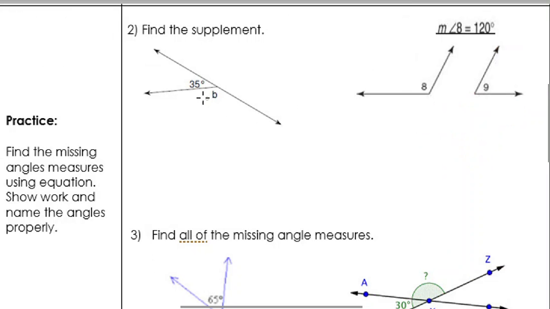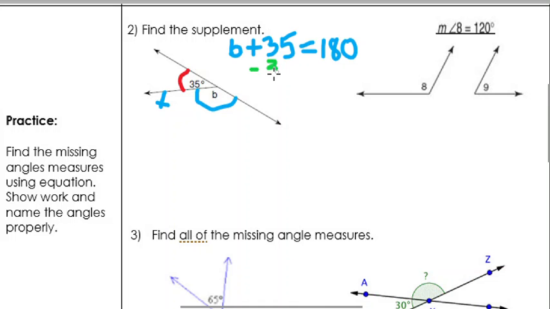So how do I find the missing angle if I know that they're supplementary? I know that this angle here, 35 degrees, plus this angle B will equal 180 degrees. This is a straight line right here. So I know that B plus 35 will equal 180. Now I have to solve for B. What I would do is subtract 35 to get rid of the 35 on this side, and I will do the same thing on the other side, minus 35.